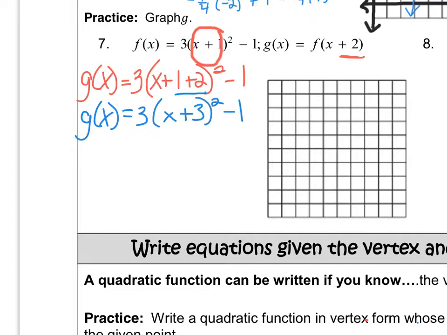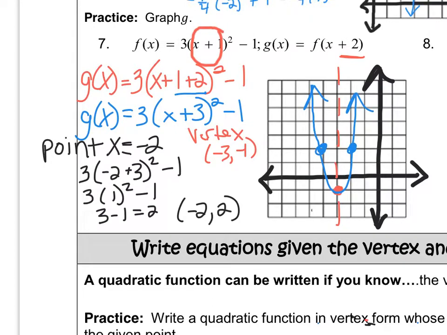So now you can take our new function g, now that we've got it written, and figure out the vertex and the axis of symmetry. You can pick another point and graph it. So I want you to do all of this with the video paused and then check back to verify your answer.